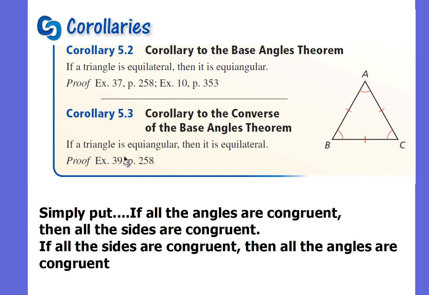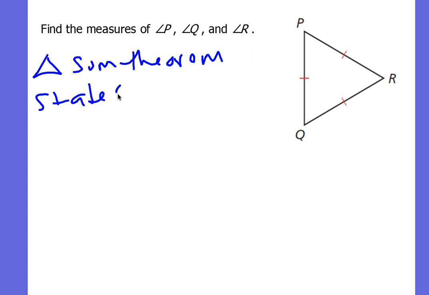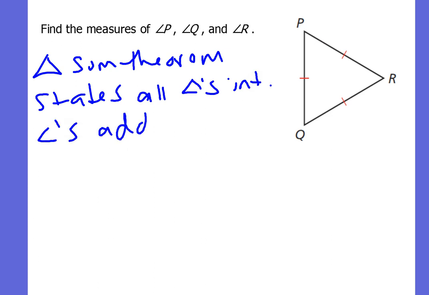Well, it's beneficial in proofs, but it's also beneficial in examples like this. It says find the measure of angle P, angle Q, and angle R. Let's think about this. The triangle sum theorem states all triangles' interior angles add to 180 degrees.